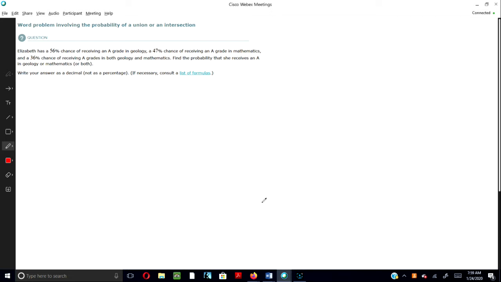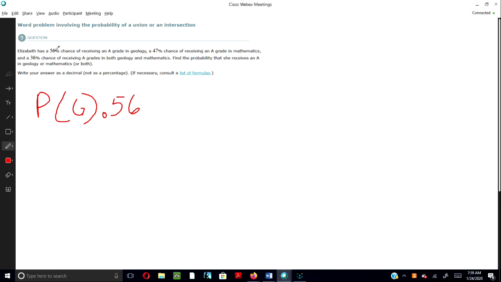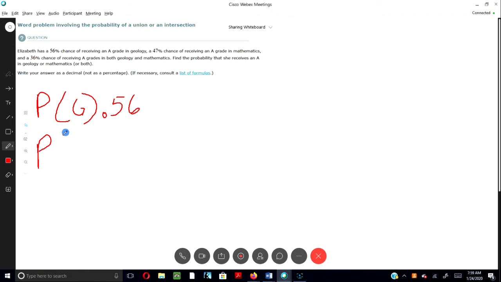So the first thing we need to figure out is, let's say that we're going to let the probability of her receiving an A in geology be 56%, because they told us right there that she has a 56% chance of receiving an A in geology. Okay, and she also has a probability of 0.47, or 47% chance, of getting an A in mathematics.